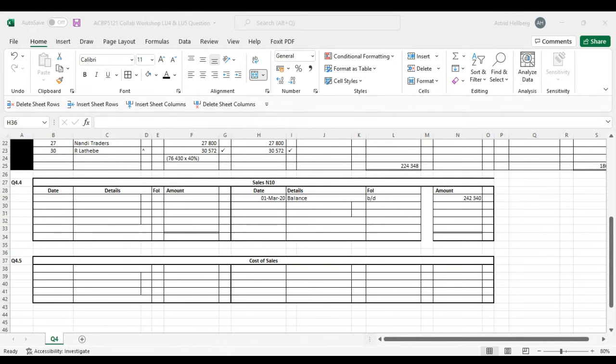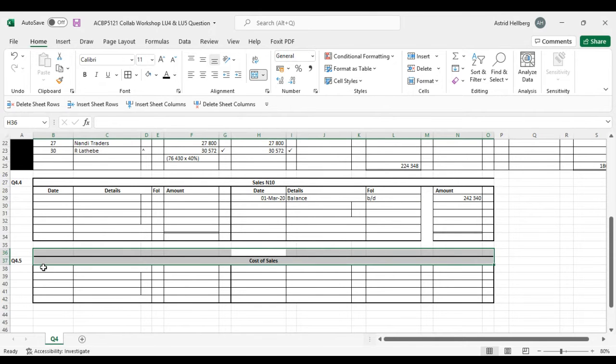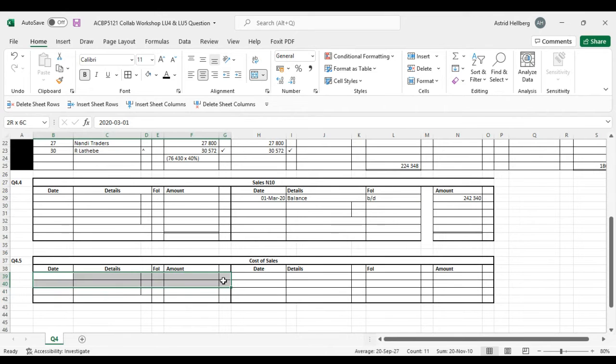And then they also told us that the cost of sales had an opening balance of 152,000. Now, cost of sales is an expense, so that would be a debit. That would mean we have a debit opening balance for the cost of sales, and you would have received the mark for each of those items.